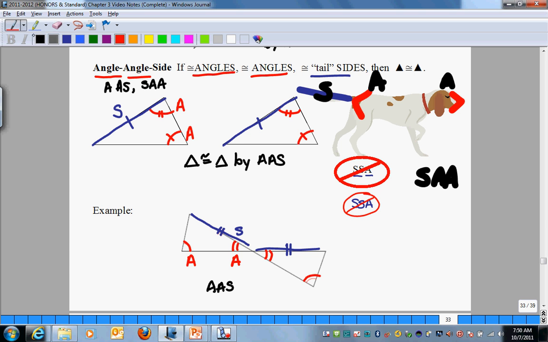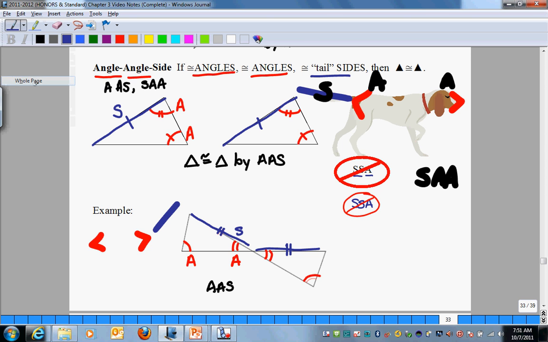Once again, let me show you why it's called the tail. In this case, the dog's facing the other direction. We have a pair of angles, then we have another pair of angles, and then we have a side. I call that the tail.